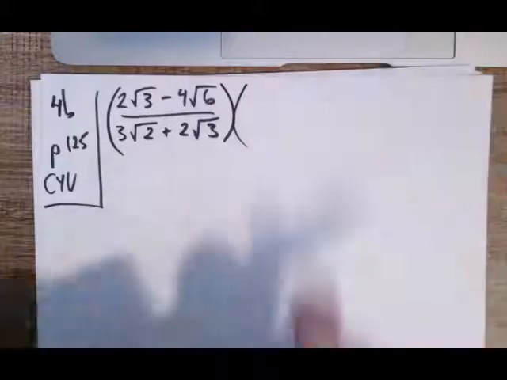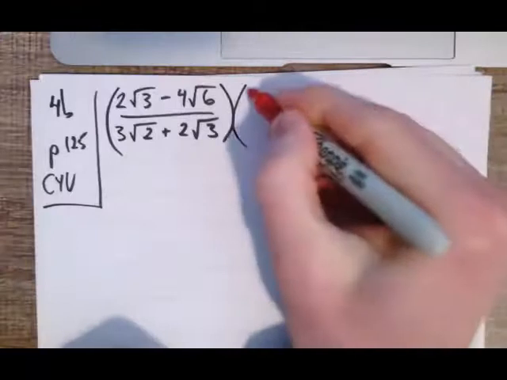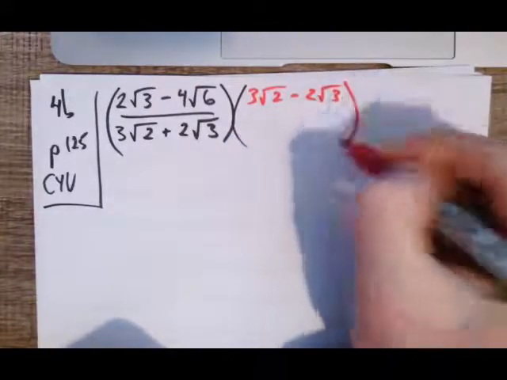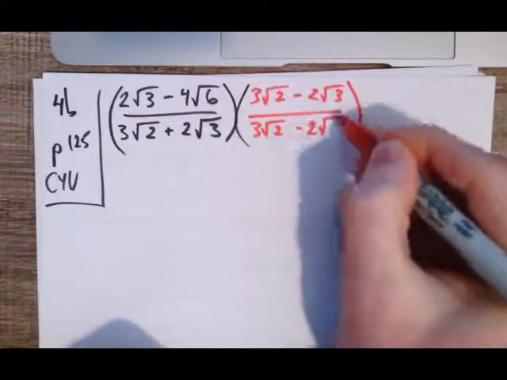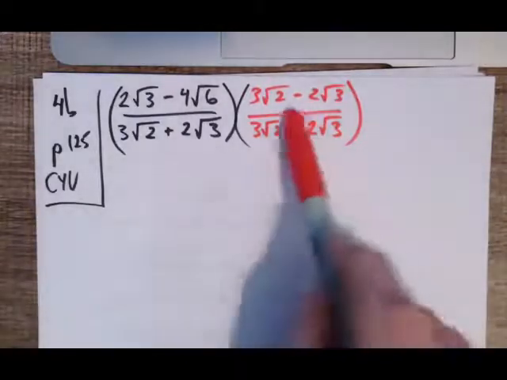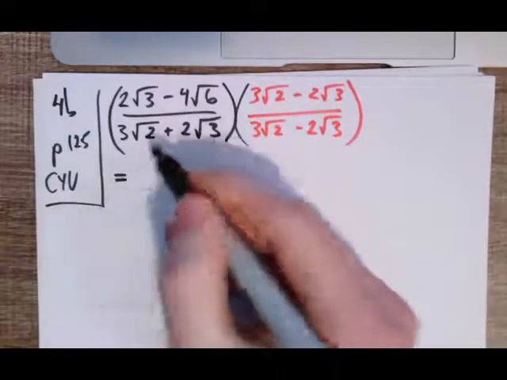Do you want this in a different color? So this is 3 root 2 minus 2 root 3 over 3 root 2 minus 2 root 3. Okay, the red's fading too. It's getting bored of black, but it's my freshest color.